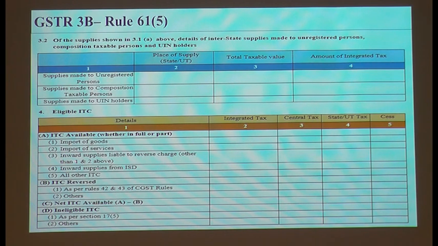Next is ITC reversal. What is ITC reversal? What about the goods that come for repair? Goods have come for repair. You have exported, it has come back for a repair work. You have that 6 months criteria, no sir. If you are re-exporting within 6 months after repair, no need to pay the taxes on it.